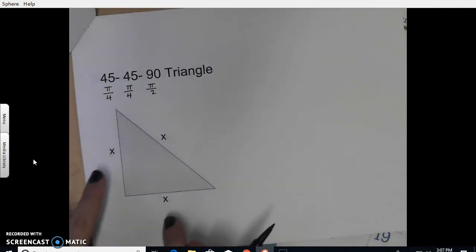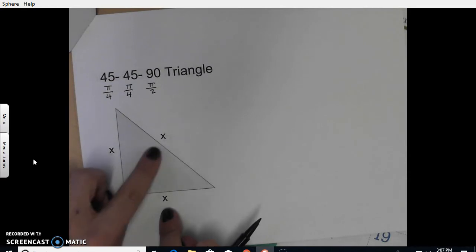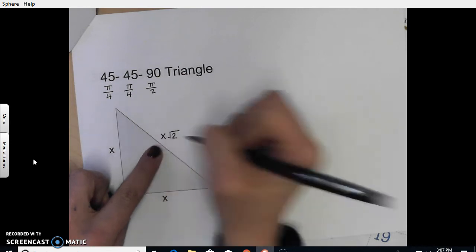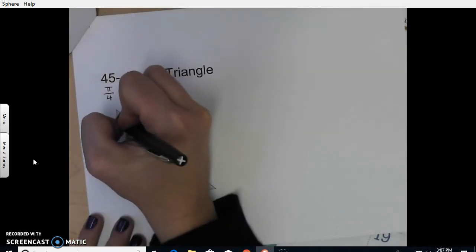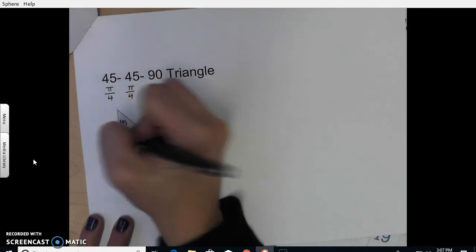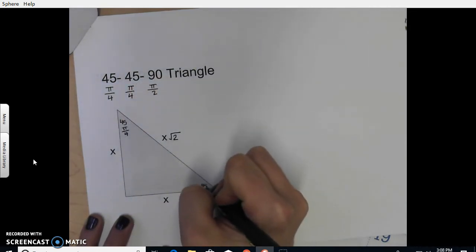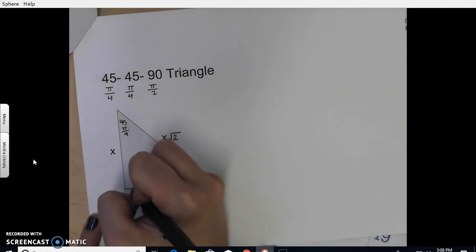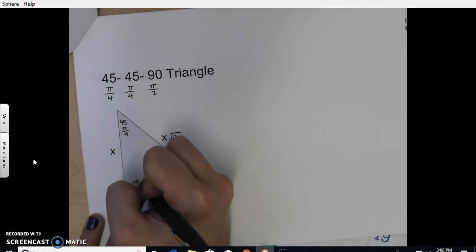And our legs were x and x, but our hypotenuse was x root 2. And our angles are 45, or pi over 4, and a right angle, which is pi over 2.